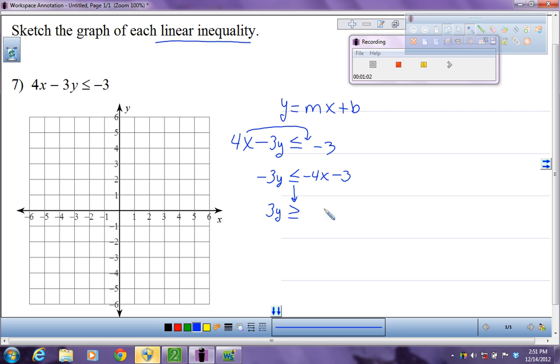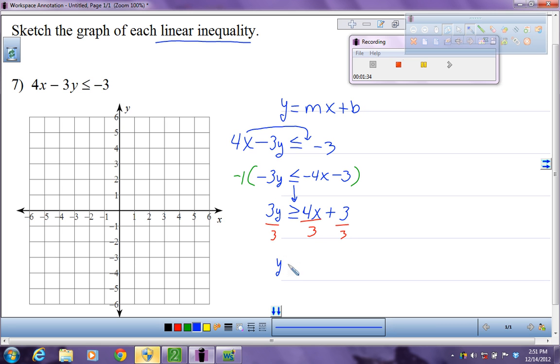Because one of the rules for inequality is if you multiply everything times a negative 1, both sides, then you have to change the inequality, whether you multiply both sides by negative 1 or divide everything by negative 1. This becomes positive 4x. This becomes plus 3. So we change the signs of everything. Now we can divide, right? So we divide this by 3, divide this by 3, divide this by 3.